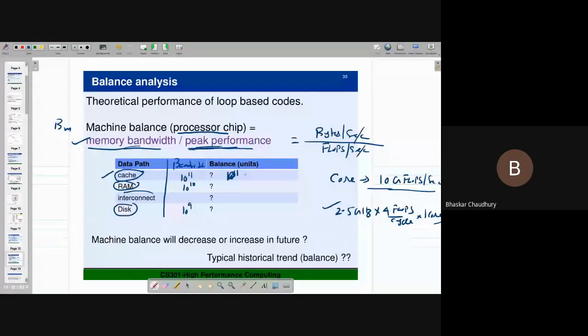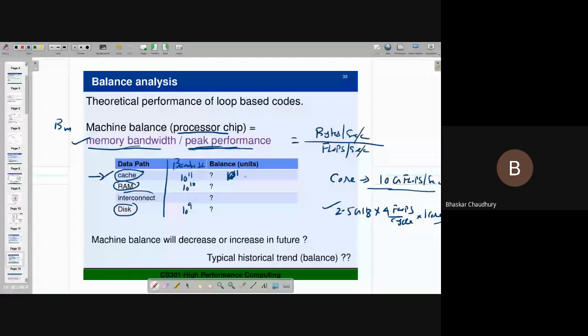So what will be the machine balance for this particular thing? Not summation. You have to calculate it individually. What is the machine balance for cache? 10 to the power 11 by 10 to the power 10. It's just 10, in bytes per flop. And for RAM? 1. And for the solid state disk, 1 upon 10, 0.1.